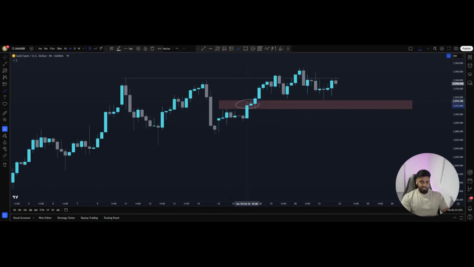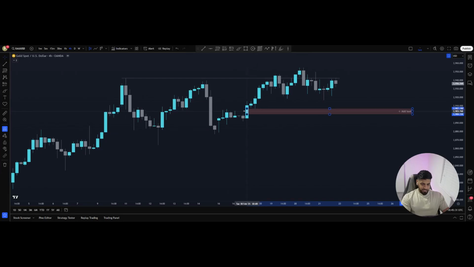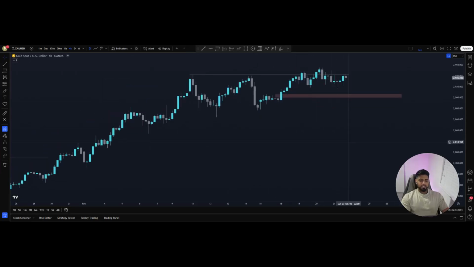And this daily fair value gap that we've got right here, we do actually have a lot of liquidity sat above that as well. So that's very, very interesting. Now we will refine this daily fair value gap to this 4-hourly fair value gap that we've got literally just below it right there. So that looks very interesting.